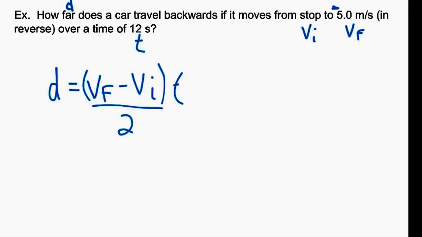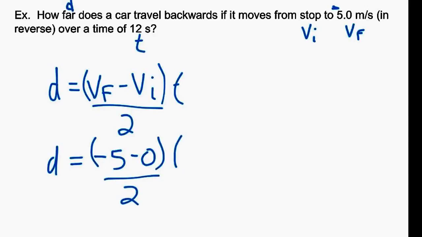Let's plug in all our numbers. In this case we're looking for D, so that's good. We don't have to do any rearranging. So our VF would be minus 5. Our VI is 0. So that's good. Divided by 2 times 12. Just plug all those in on your calculator. So you'd have negative 5 divided by 2 times 12. We get an answer of negative 30. And we want 2 digits, so that's good. So our final answer should be negative 30 meters.